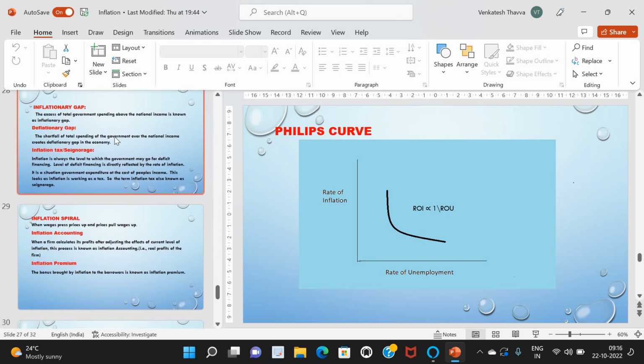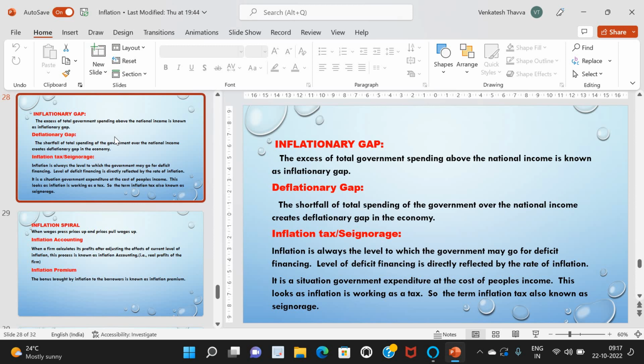Next, inflationary gap. What is an inflationary gap? The excess of total government spending above the national income is known as an inflationary gap.